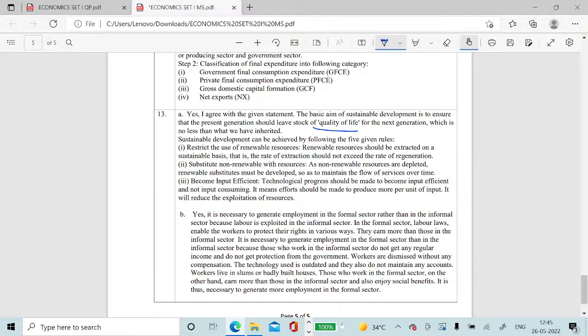Workers are dismissed without any compensation. The technology used is outdated and they also do not maintain any accounts. Workers live in slums or badly built houses. Those who work in the formal sector, on the other hand, earn more than those in the informal sector and enjoy social benefits too. It is thus necessary to generate more employment in the formal sector.